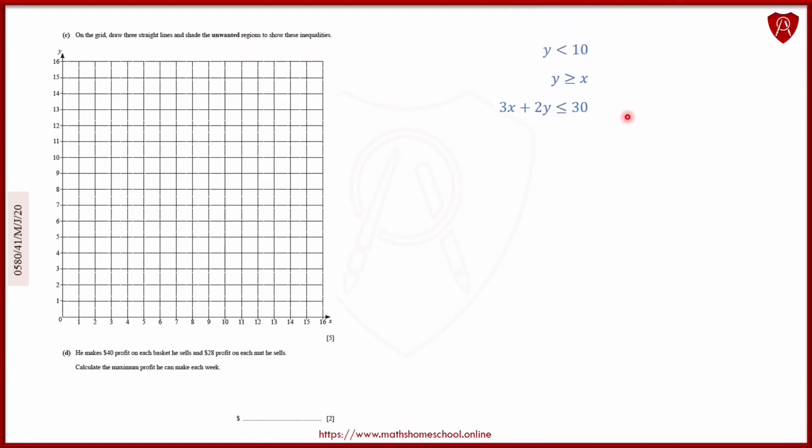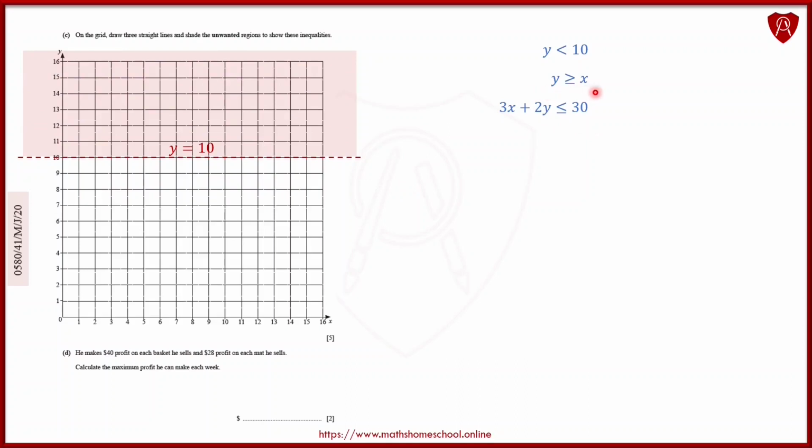Here are the inequalities. Take the first one. Y is less than 10. We need to draw the boundary line. Y is equal to 10. The points on the line are not included because y cannot be equal to 10. So we draw a dotted line. Take any point on either side of the line, like 0, 0. The value of y is 0 and it is less than 10. The unwanted region is the region above this line, and we shade the unwanted region.